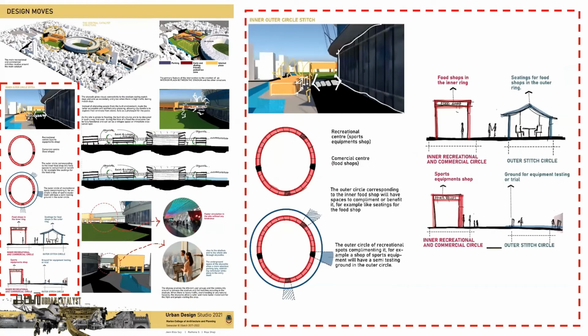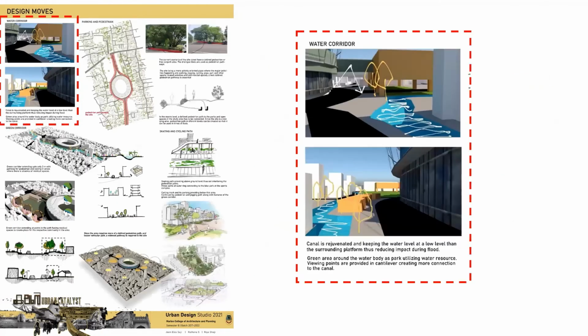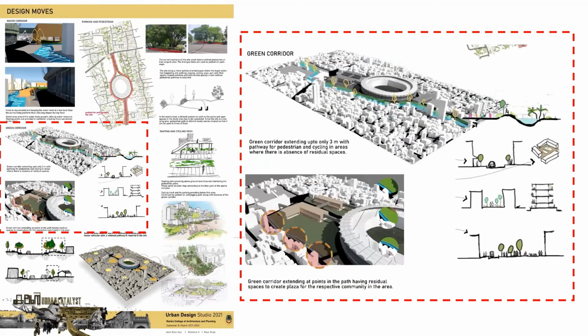The inner outer circle stitch, which is to connect the commercial ring to the outer spaces by employing functional spaces such as seating or waiting or even testing grounds for sports equipment shop. Next is the canal rejuvenation by increasing the width of the canal and creating green corridor which would act as a buffer.